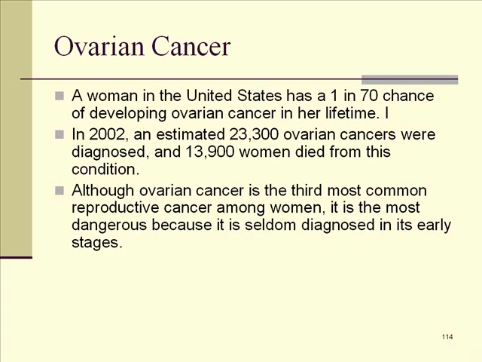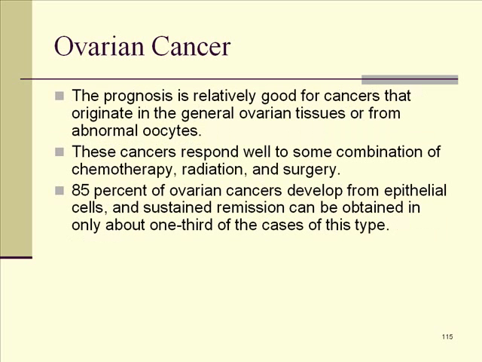Although ovarian cancer is the third most common reproductive cancer in women, it's the most dangerous because it's seldom diagnosed in its early stages, and I already talked about why it's not diagnosed early, primarily due to the location of the ovaries. Prognosis is relatively good for cancers that originate in general ovarian tissue. These cancers respond well to a combination of chemotherapy, radiation therapy, and surgery. 85% of ovarian cancers develop from the epithelial cells, and a sustained remission can be obtained only in about 1/3 of the cases of that type.